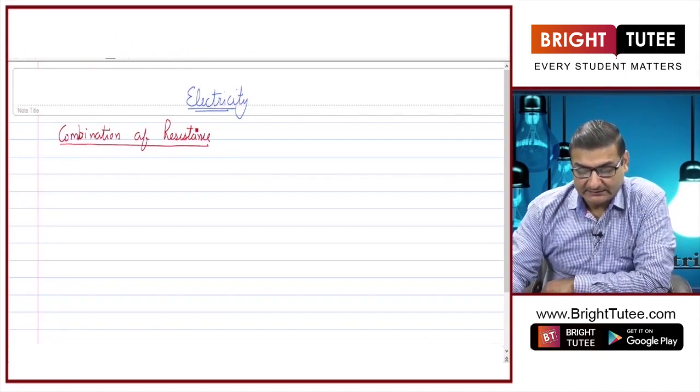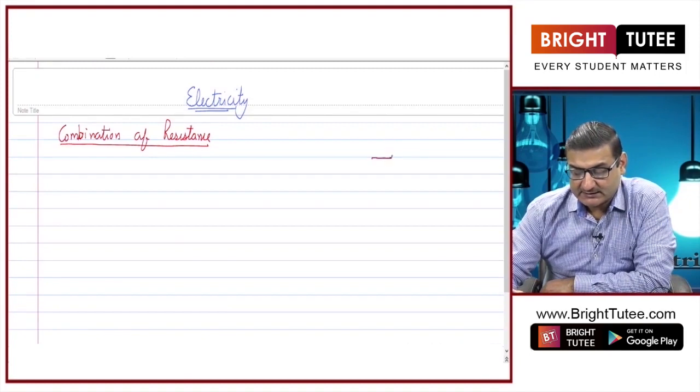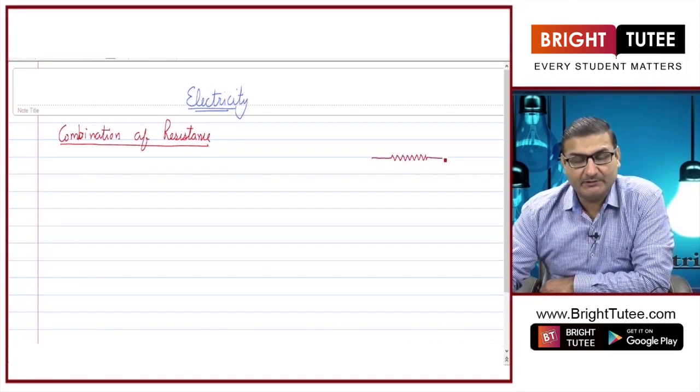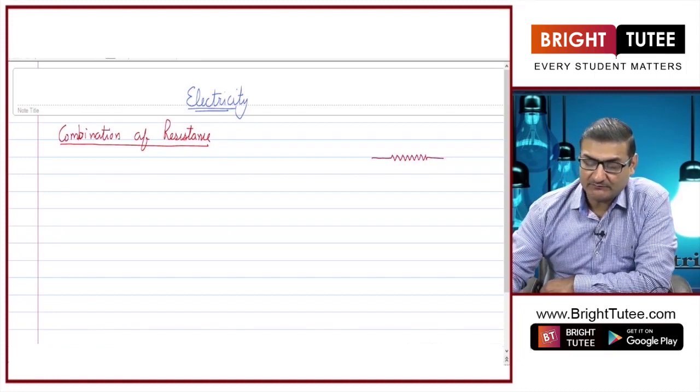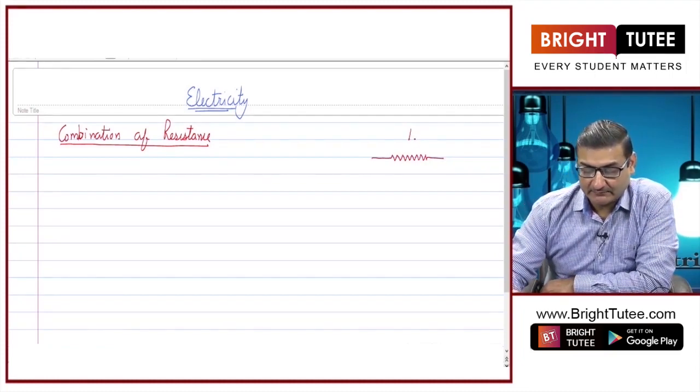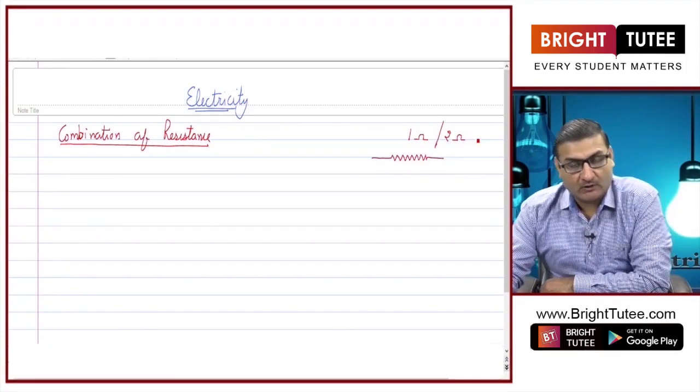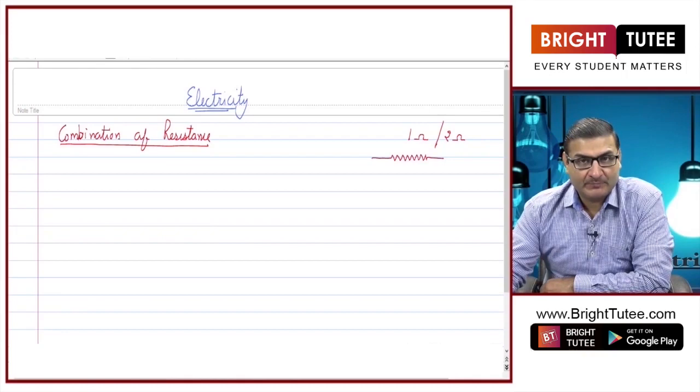Now in a circuit we represent a resistor like a zigzag line. This is a variable resistance. The value of this resistance may be any. It may be 1 ohm or 2 ohm or 3 ohm or 5 ohm, whatever, right.